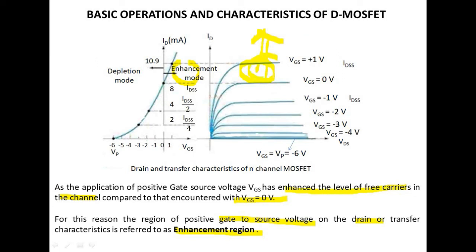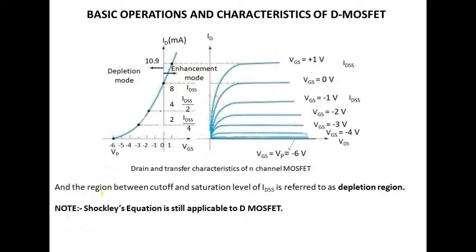We see here in this region VGS is positive, so this region will be called the enhancement region. And the region between cutoff and saturation level of IDSS is referred to as the depletion region. This is the cutoff region and this is the saturation region.